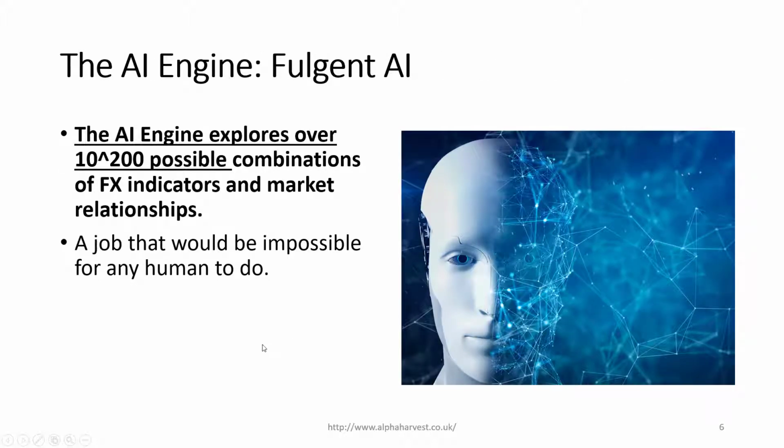Now, just to recap, the tip of the iceberg explanation of how the AI works is that the AI uses genetic algorithm technology to test 10 to the power of 200 possible combinations of Forex indicators and market relationships. So it takes all available technical indicators in the database, tests them with all available settings, and remember, we're only looking for trades that are 65% plus accurate in terms of probability of success. So we're not taking low probability trades at all.